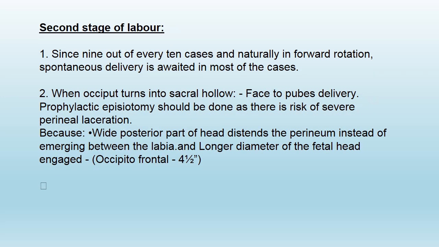In second stage of labor, since in 9 out of every 10 cases there is natural forward rotation, spontaneous delivery is awaited in most of the cases. When the occiput turns into the sacral hollow, face to pubis delivery occurs. Prophylactically, episiotomy should be done as there is risk of severe perineal laceration because the wide posterior part of the head descends on the perineum instead of emerging between the labia, and the longer diameter of the head engages, the occipitofrontal, that is 4.5 inches.